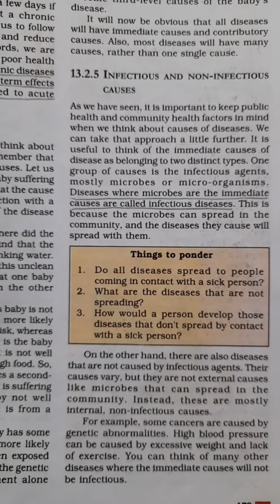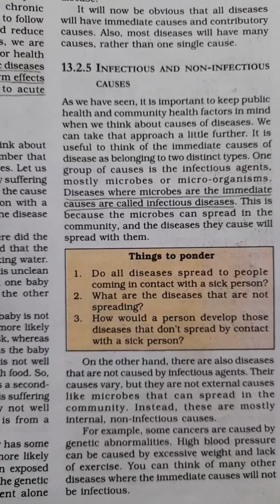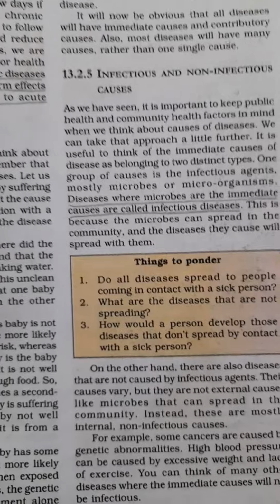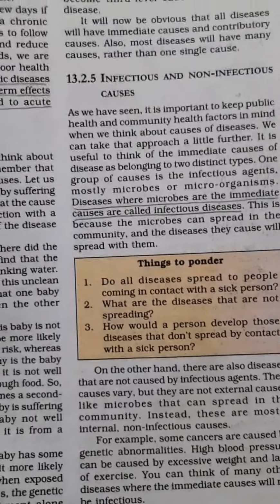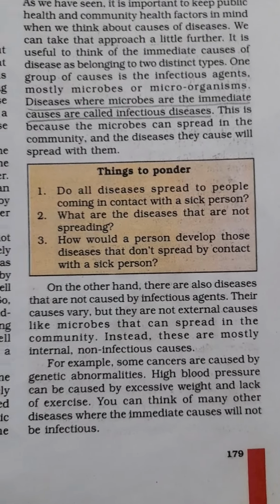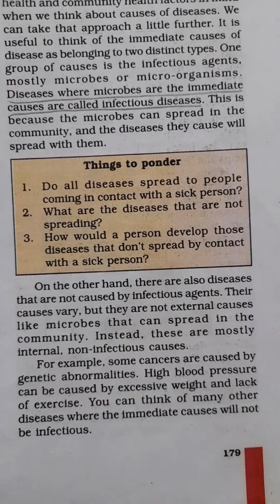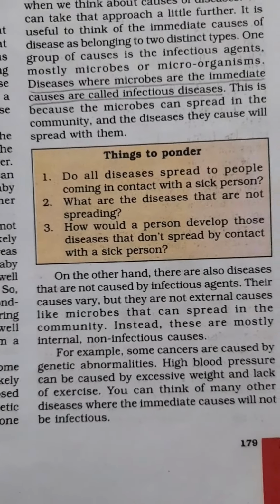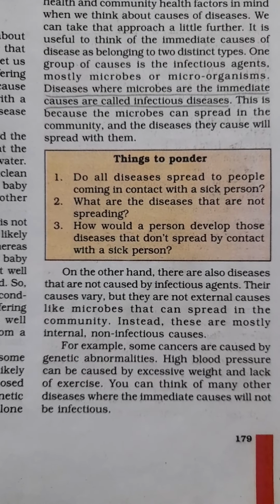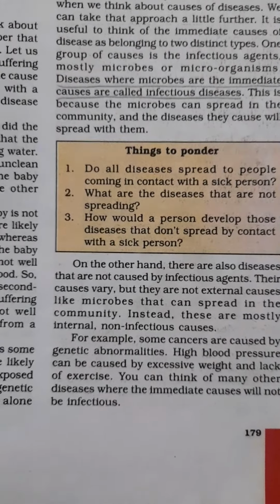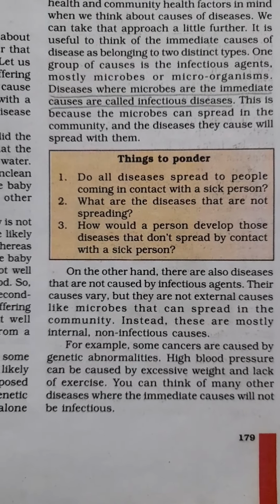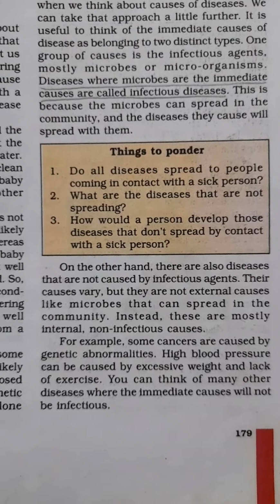You know, microbes can spread in the community. For example, when you go to school, if your friend has an infectious disease, if they have a cold, you also have a chance of developing it, because microbes can spread from person to person. On the other hand, there are also diseases that are not caused by infectious agents. For example, cancer or jaundice. These cannot spread in the community. Some cancers are caused by genetic abnormalities. High blood pressure can be caused by excessive weight and lack of exercise.